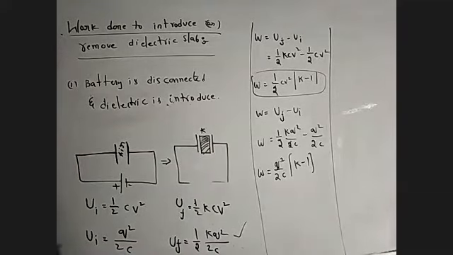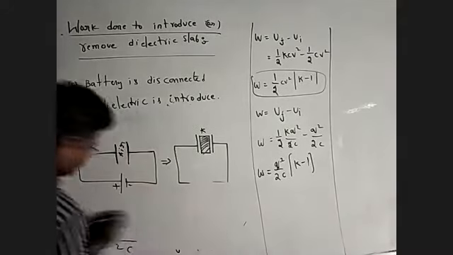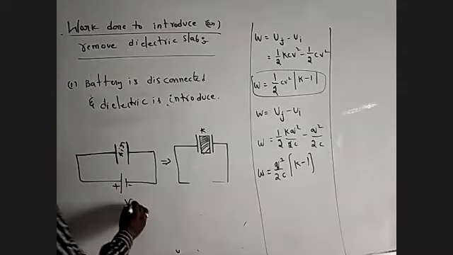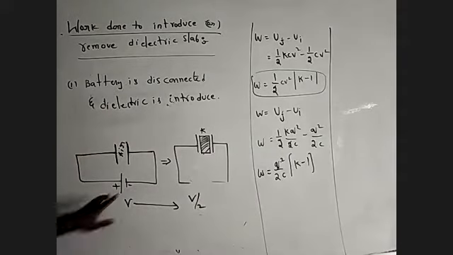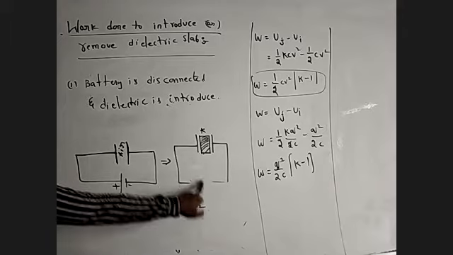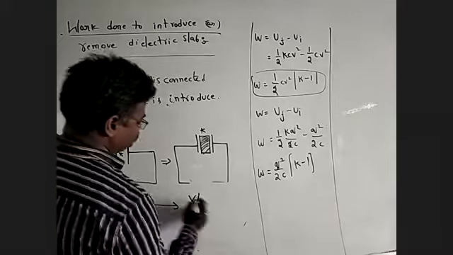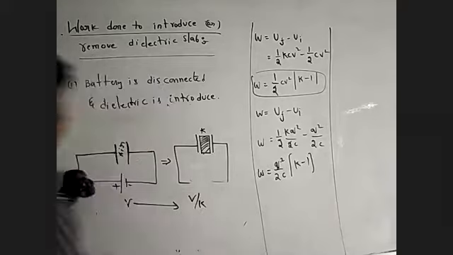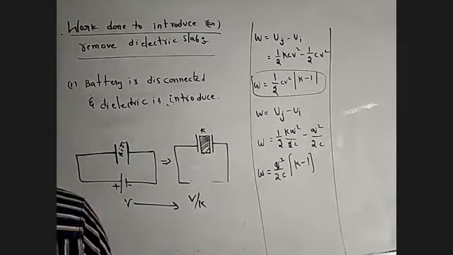Now what is the connection? Here I already told you, the potential is V. When the battery is connected, the potential is constant. Here, after introducing the dielectric, the potential becomes V by K.